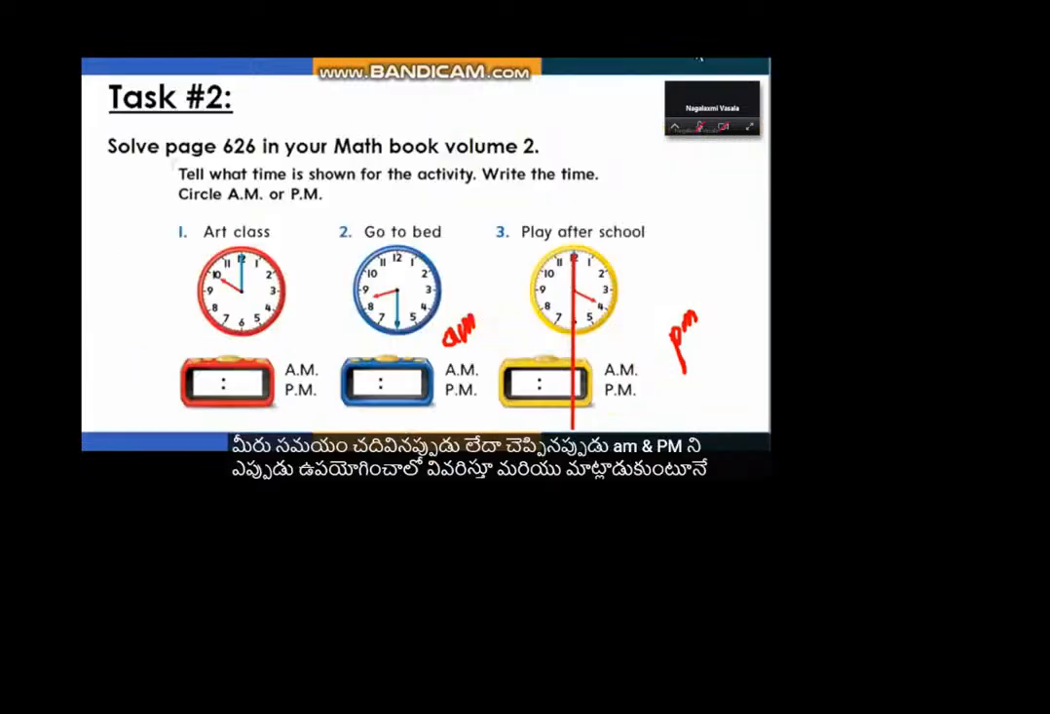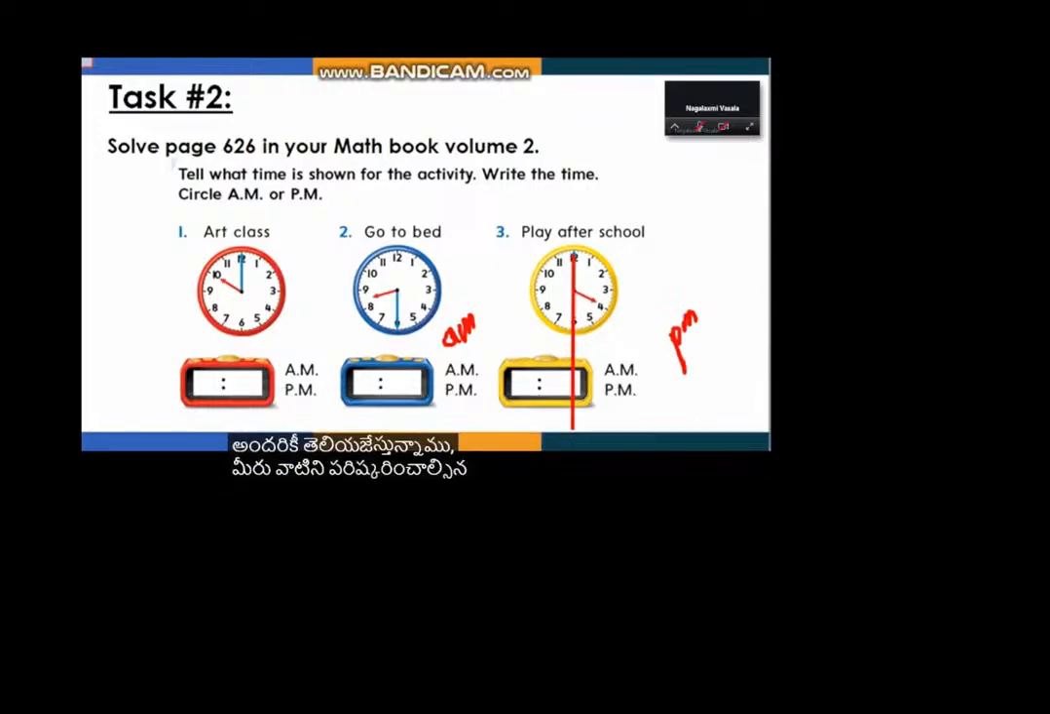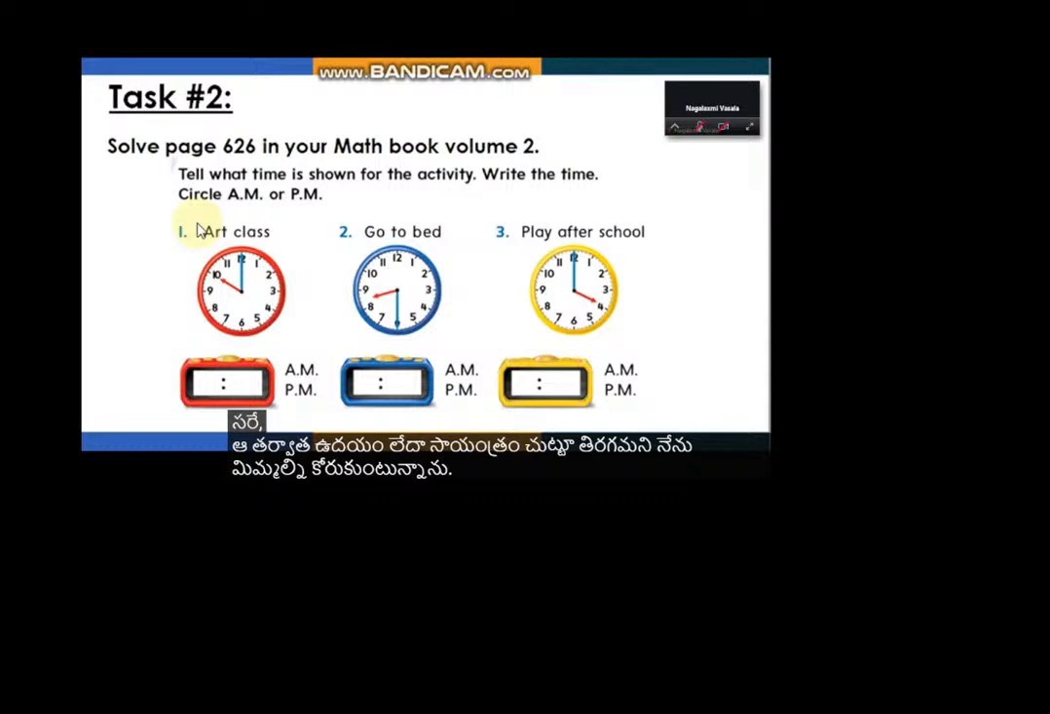And here we go everyone, as you can see, there are 3 questions. You need to solve them. I'm going to do the first one and then you will do number 2 and 3 by yourself, okay? So open page 626. So till what time? Okay, and I want you to circle after that AM or PM.